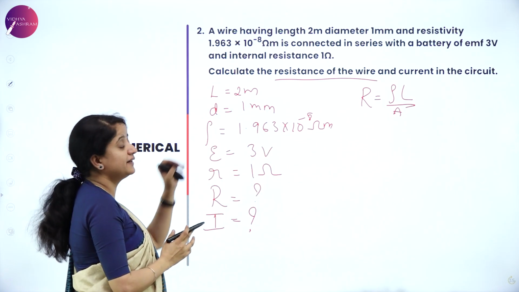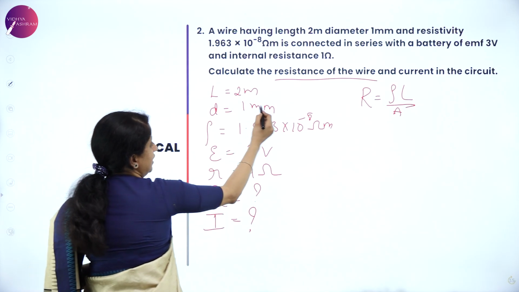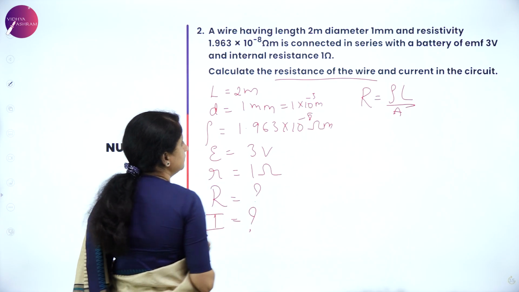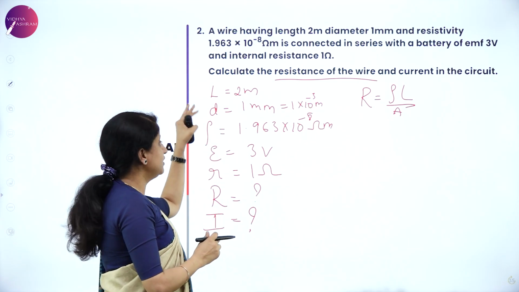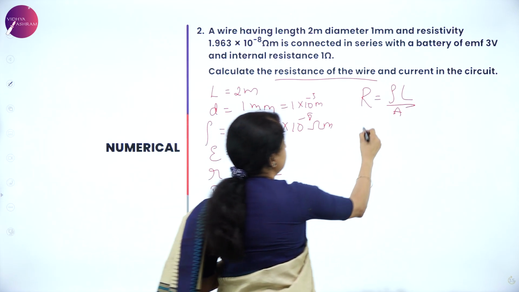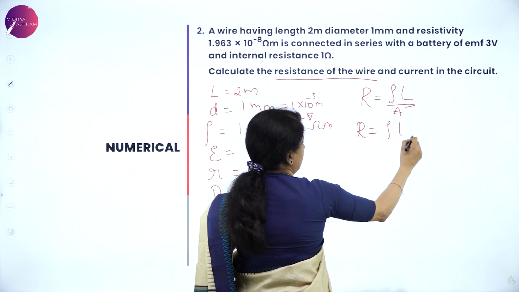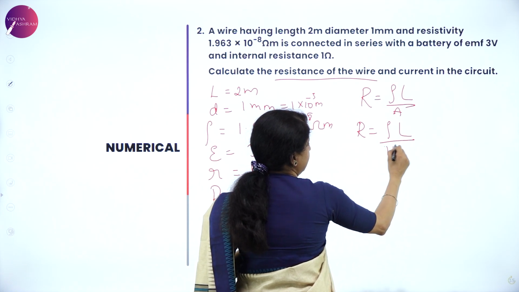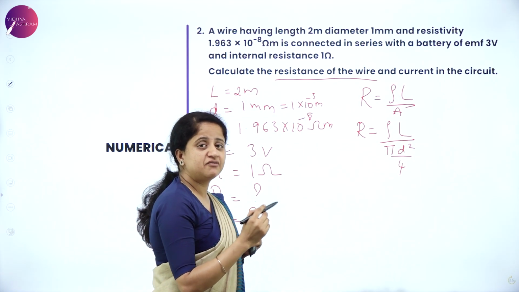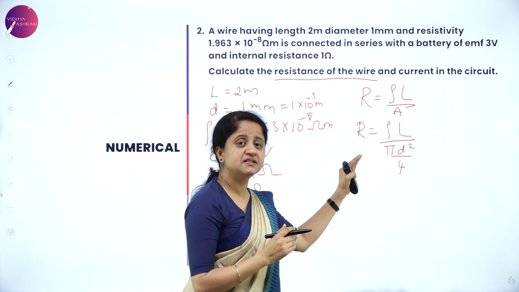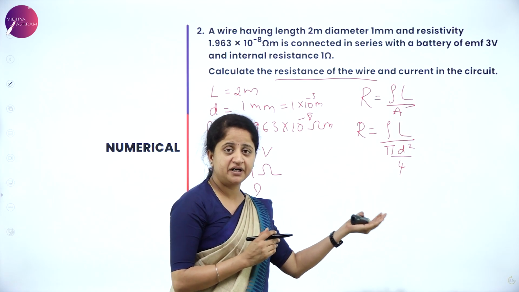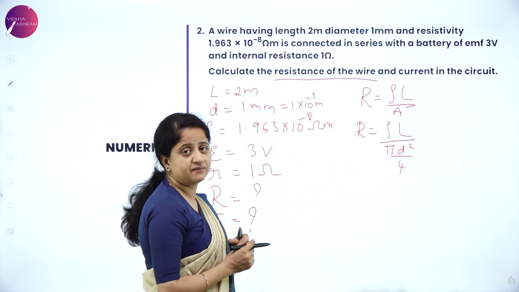It is given the diameter. So the diameter is 1 millimeter here, which is 1 into 10 power minus 3 meter. It is not radius given. You can convert this diameter into radius and substitute in the formula of area, or you can directly do it as R is equal to rho L divided by pi d square divided by 4, because we are not representing this in terms of radius. We know radius r is equal to d divided by 2 and r square is d square divided by 4.